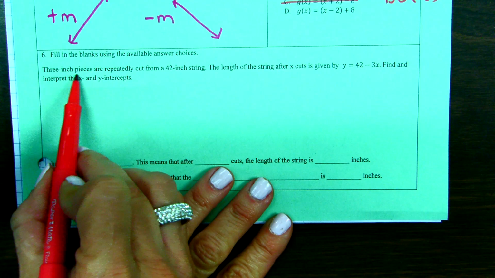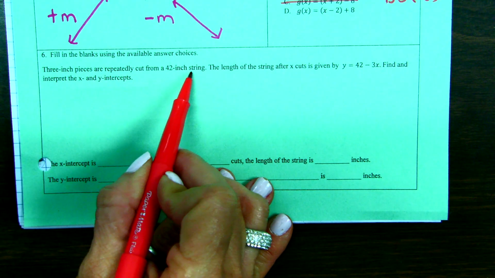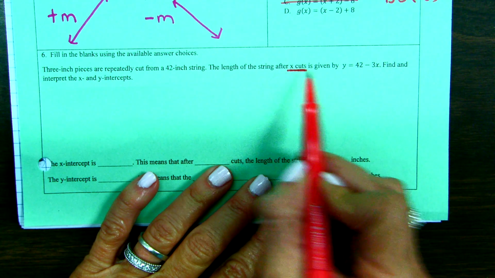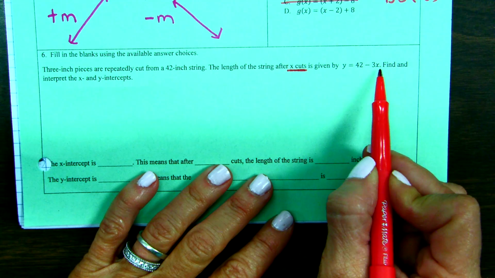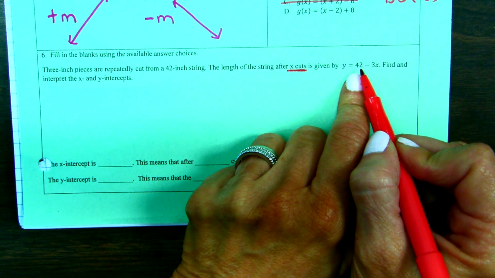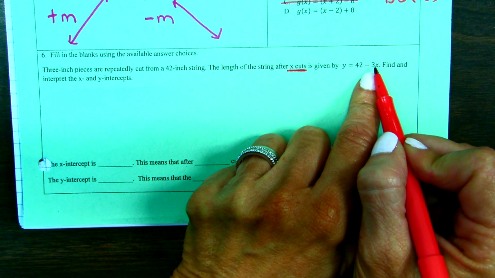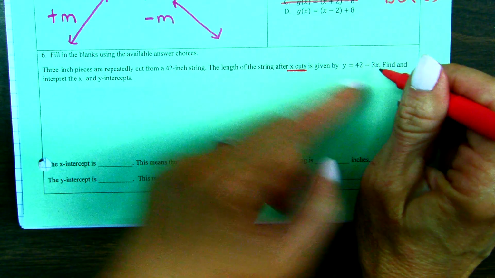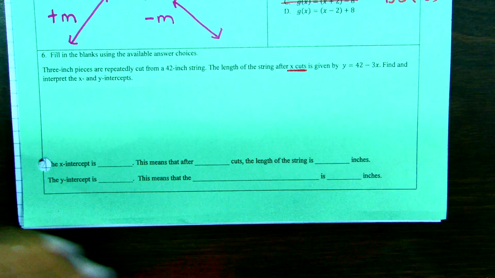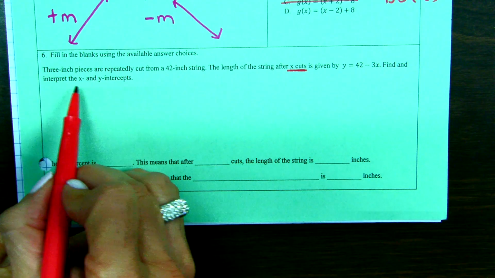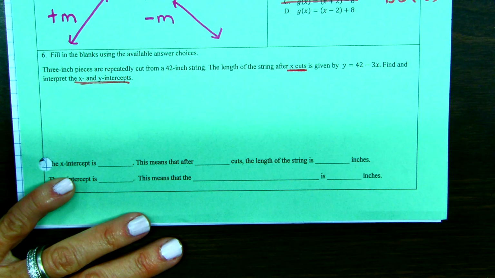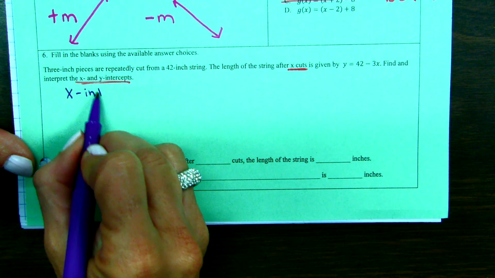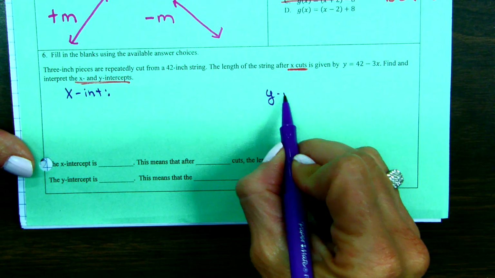Okay, so 3-inch pieces are repeatedly cut from a 42-inch string. The length of string after x cuts. Every x is the number of cuts. So there's a total of 42 inches, and then you subtract 3 inches for each cut. For 1 cut, you put a 1 in there and subtract 3. 2 cuts would be 6, and so on. Find and interpret the x and y intercepts. There's that word again, intercepts. They want us to find the x-intercept and the y-intercept.